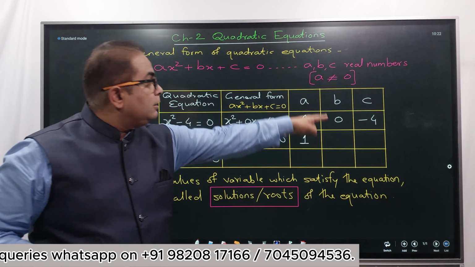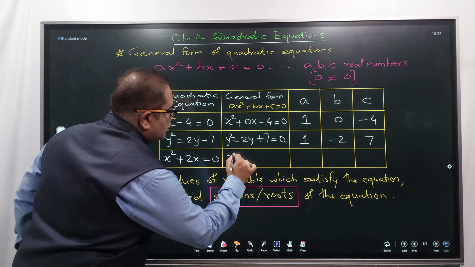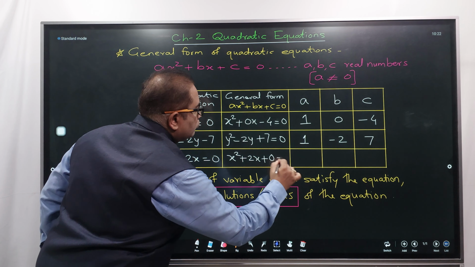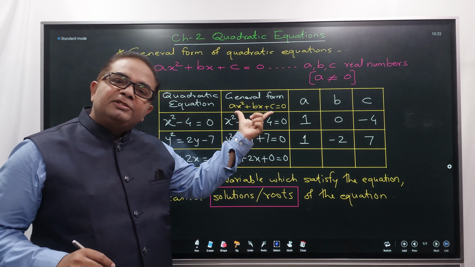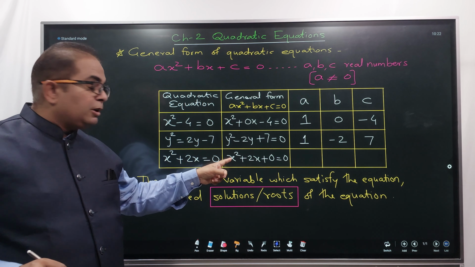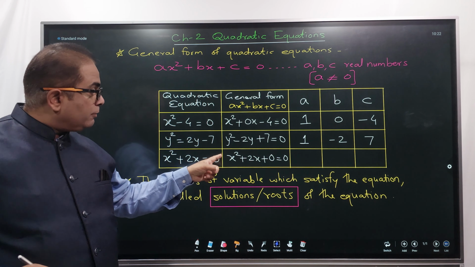Okay. Now, x square plus 2x is 0. What is missing here? The last term is missing, right? So, I will write x square plus 2x, and if I add 0, the value will not change, but my equation will come in the form of ax square plus bx plus c is equal to 0. Now the value of a is nothing but the coefficient of x square, that is here 1 only. Value of b, coefficient of x, that is 2. And value of c, the last number is 0.